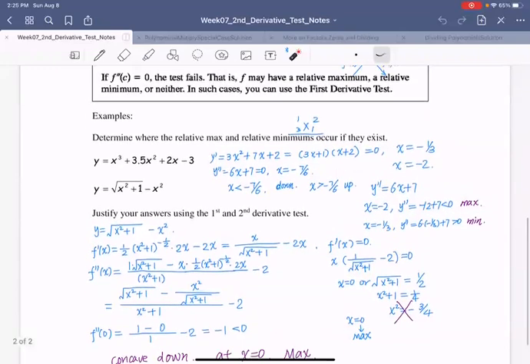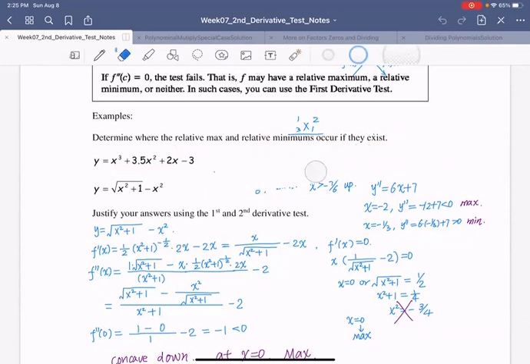Let's see the example here. They ask us to determine where the relative maximum or relative minimum occurs, if they exist. So we want to do this one. Go ahead, everybody. Get the first derivative and solve it to be 0. Use the same way as what we did earlier.